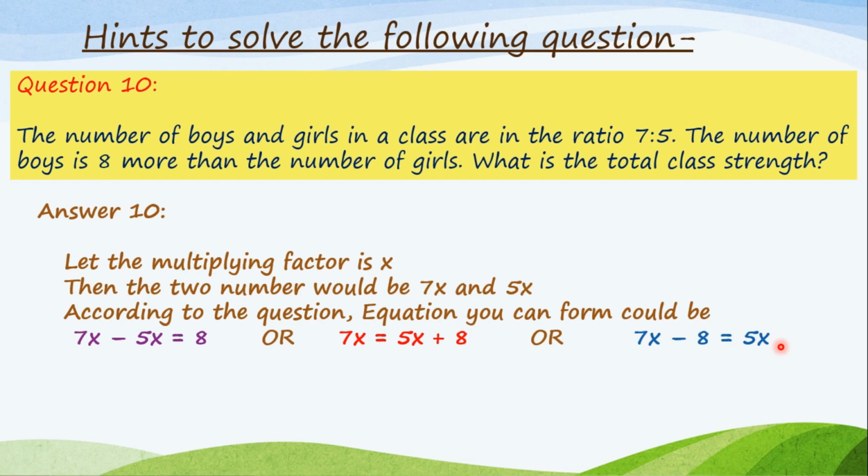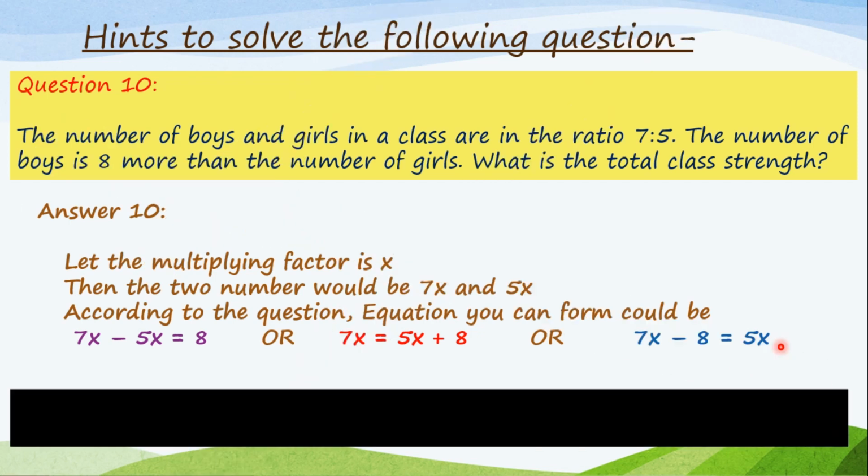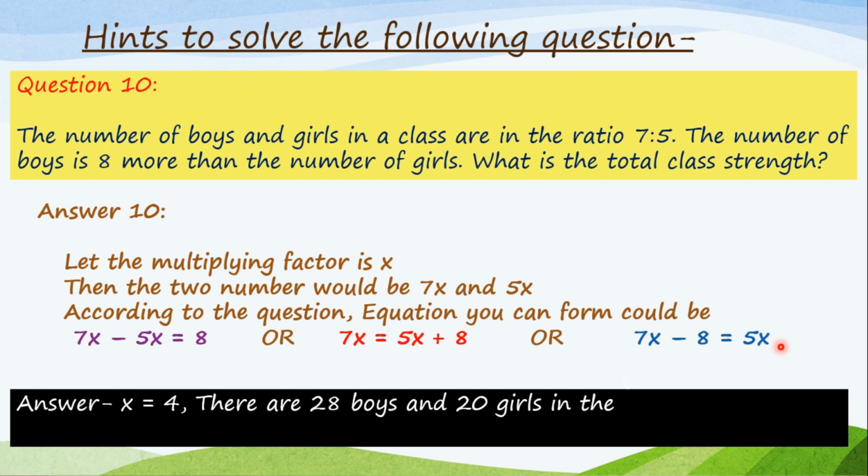Again, it is not the number which you want. It is only the multiple. Multiply it with 7 and 5 and you will get the exact answer that there are 28 boys and 20 girls in the class. But it is not asking for the different numbers. It is asking what is the total class strength. So your exact answer is when you add 28 and 20 and you will get 48. Good.